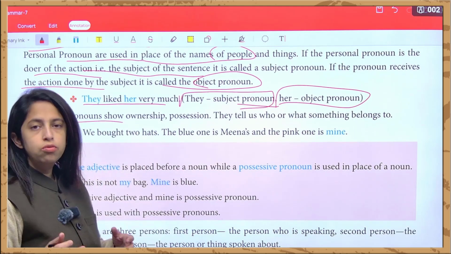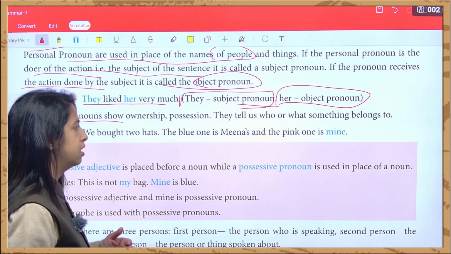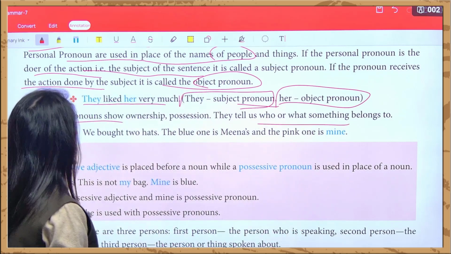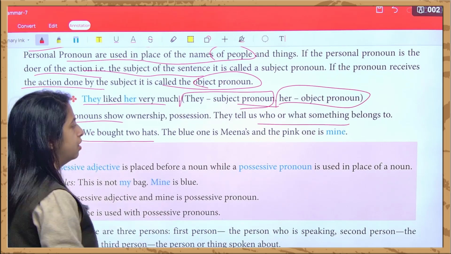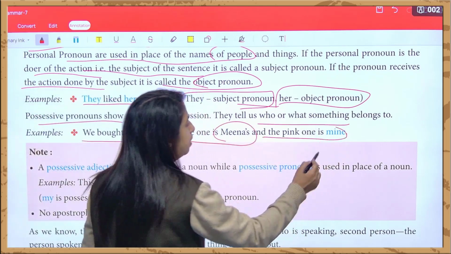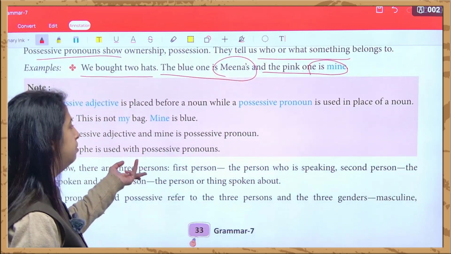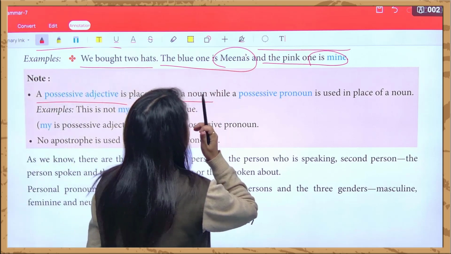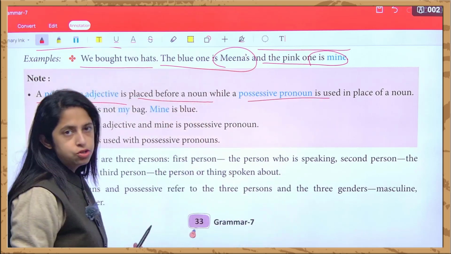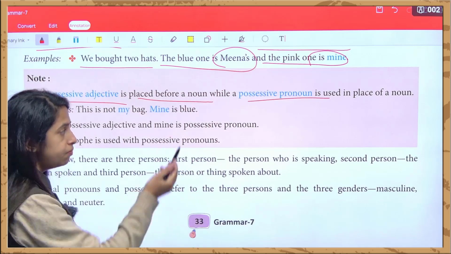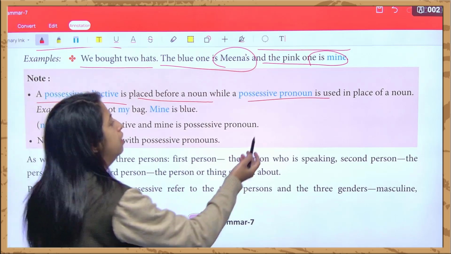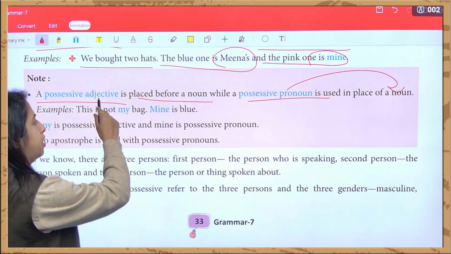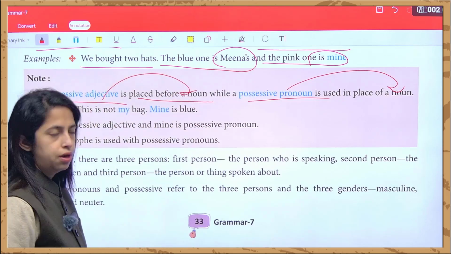Possessive pronouns basically show belongingness. They tell us कि what or which thing हमको belong करती है. We bought two hats, हम लोग दो hats लेके आए, and the blue one is Meena's and the pink one is mine. Pink वाली मेरी है, blue वाली मीना की. A possessive adjective is placed before a noun, while a possessive pronoun is used in place of a noun. This is very clear. Pronouns तो nouns की जगह use होते हैं, nouns को हटा के, और adjectives noun के पहले use होते हैं, right?